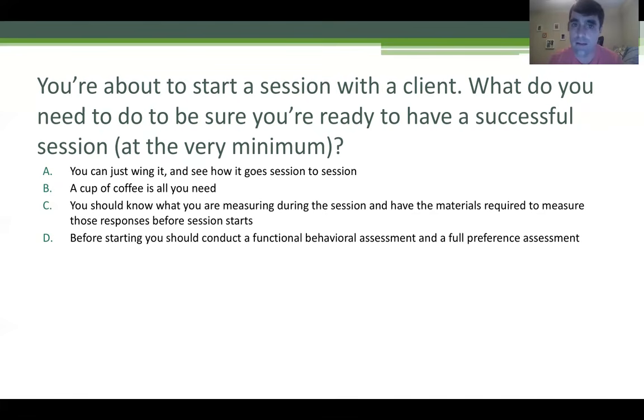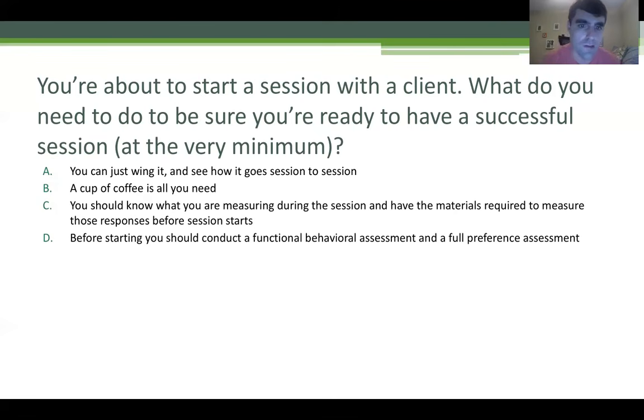I know what I need. What are you doing as an RBT? Well, you're implementing and you're taking data. That's what it boils down to. If you really want to boil it down, you're implementing programs and taking data. So what do you need to do? What do you need to know and what do you need to have?